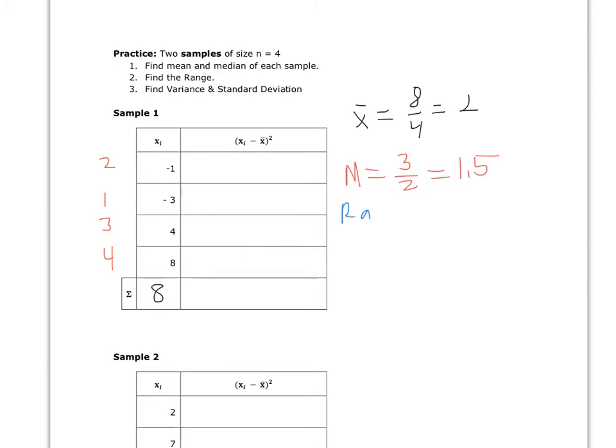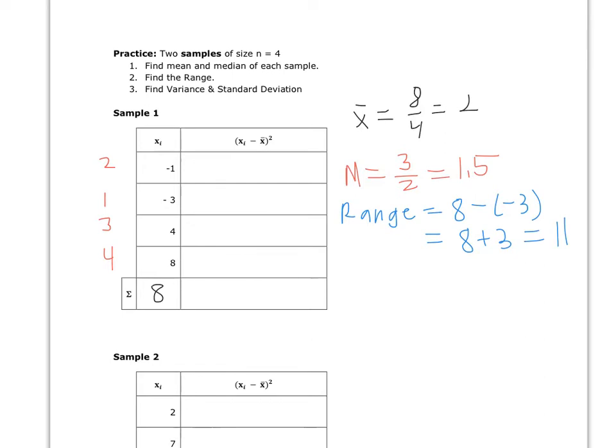Range. Take the maximum value of 8 and subtract the minimum value, which is a negative. So we've got to remember, if we subtract a negative, that's like adding, so we get 8 plus 3, so our range is 11.